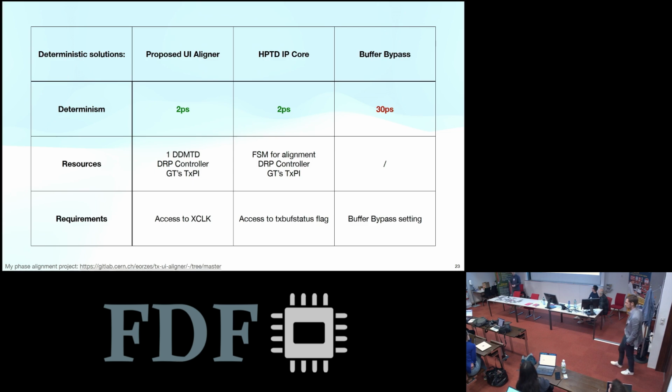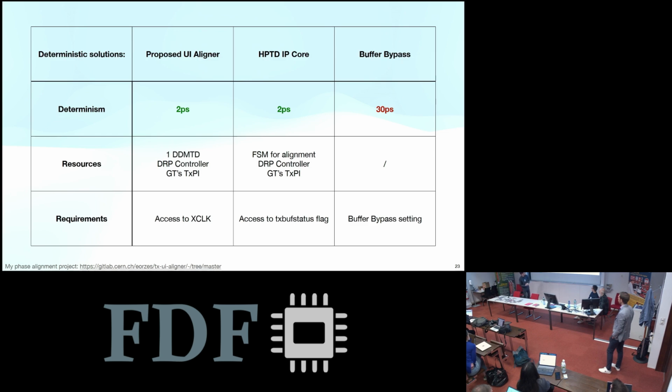And maybe in future, this TXBuff status flag will not be available anymore, so it's good to have a second option. Also, let's say the phase interpolator will not be available anymore. Another way could be using the FIFO flag information or the DDMTD phase to know in which of the 30 possibilities we end up, and then we can do a roulette approach and reset until we have the correct phase.